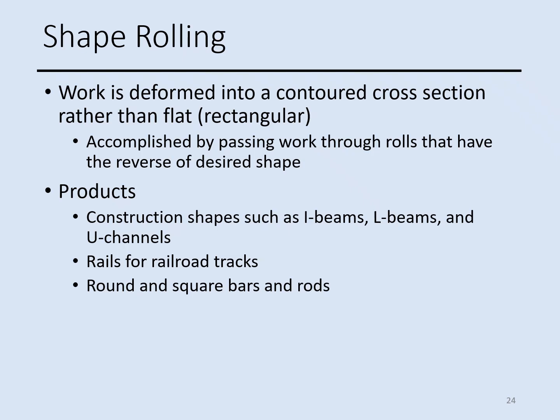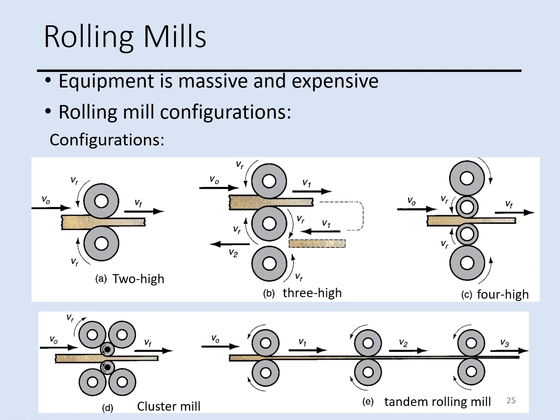We talked about flat rolling. Now we have shape rolling, where the work is going to be deformed into a contoured cross section rather than flat shape. And this can be performed by passing the workpiece through rolls that have a reverse of the desired shape. And here are some products of the shape rolling. They can be I-beam, they can be L-beam or U-channel, rails for the railroad tracks, or round, square bars or rods. These are products of shape rolling process.